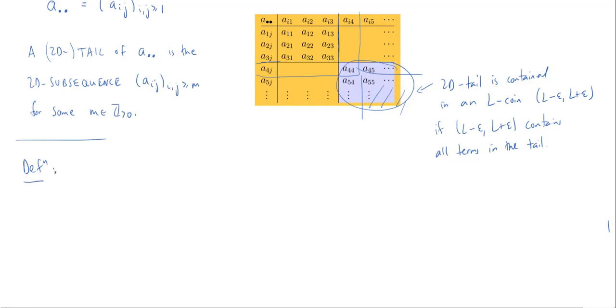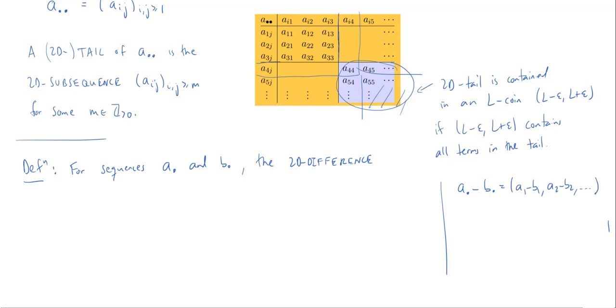Another definition here. In fact, we can do this with just any two sequences. So for sequences A and B, the 2D difference. Remember, you can compute the difference of two sequences by just component-wise subtracting them. We can subtract, so on the side here, if I do A minus B, this is the sequence A1 minus B1, A2 minus B2, etc.